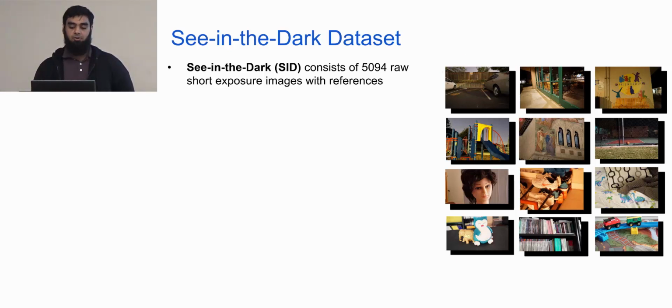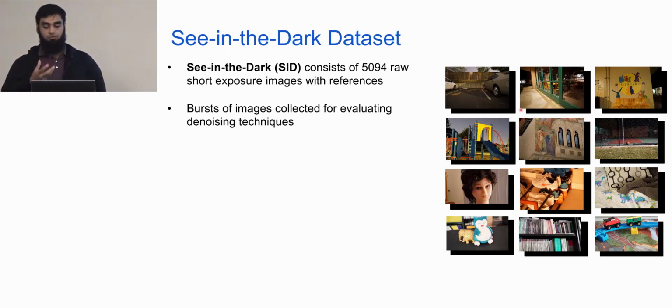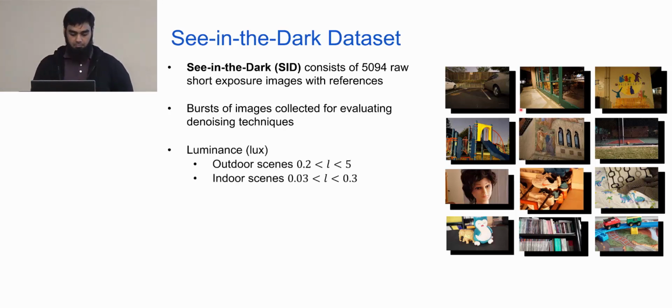The image that you see in the background over here, that's basically just a black image. That's the short exposure image. An interesting thing is that they actually don't record one single short exposure image and a reference image. They record bursts, so a collection of images. And for those collections, there would be one reference image.